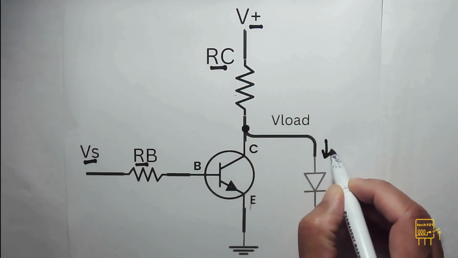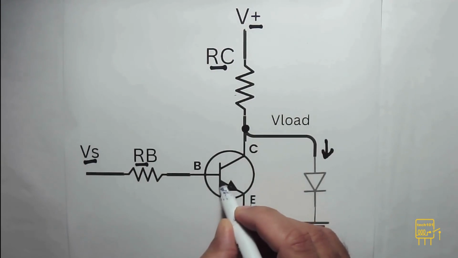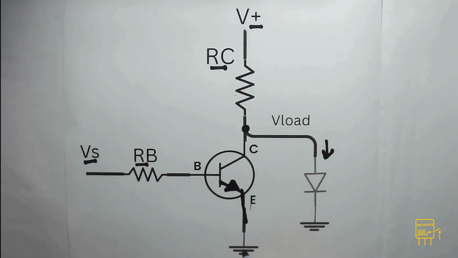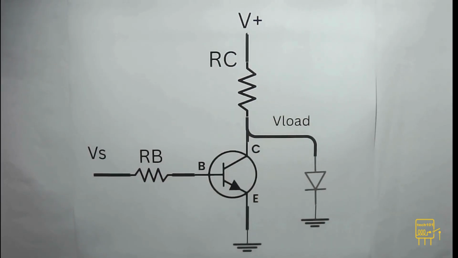It creates a parallel current path to NPN transistor. There are two current paths available now: NPN transistor collector to emitter, and the other is the load LED. Now we shall investigate how to control this arrangement as an inverter logic switch for LED load.